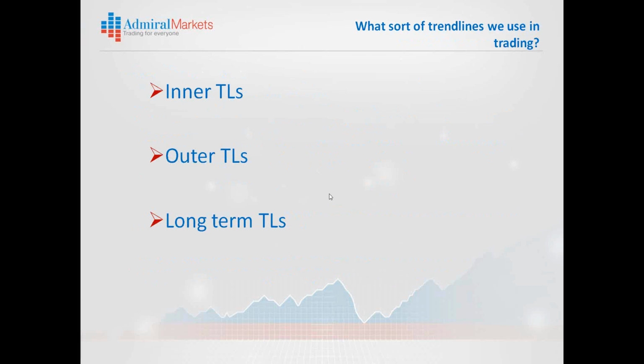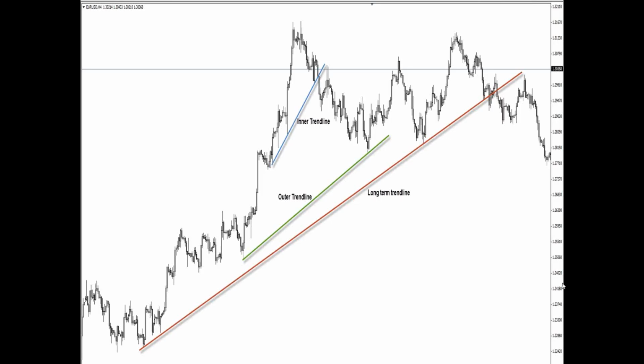So what sort of trend lines do we use in trading? We use three simple types of trend lines: inner trend lines, outer trend lines, and long-term trend lines. The inner uptrend is determined, for example, now we're talking about the inner trend line.